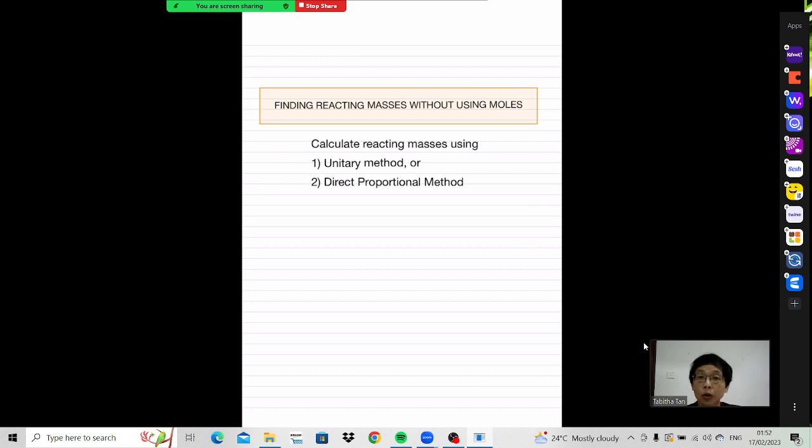However, we're able to discover another approach to calculating reacting masses of a certain reaction without using the mole. So in this video we are going to calculate reacting masses instead of using the mole, which could be challenging. We're going to use some very simple mathematical skills, which we can call the unitary method, or the second one, the direct proportional method.